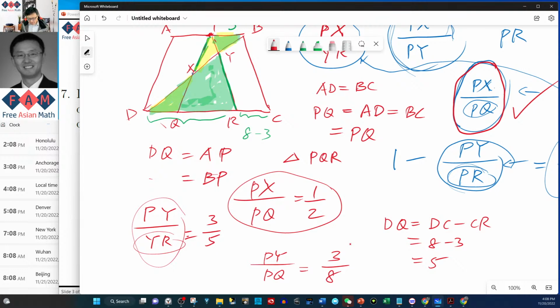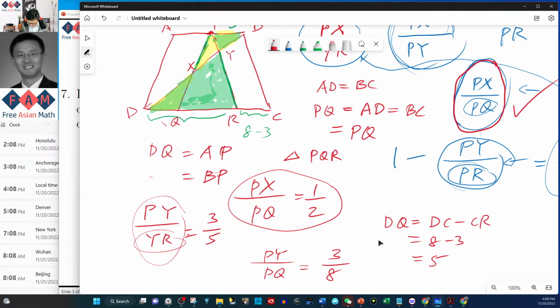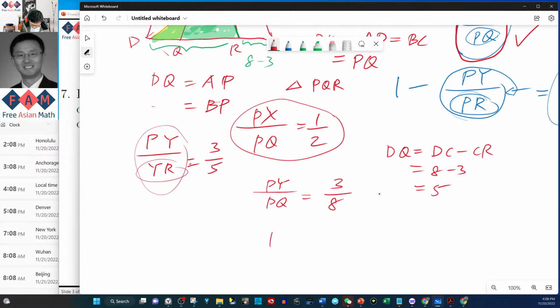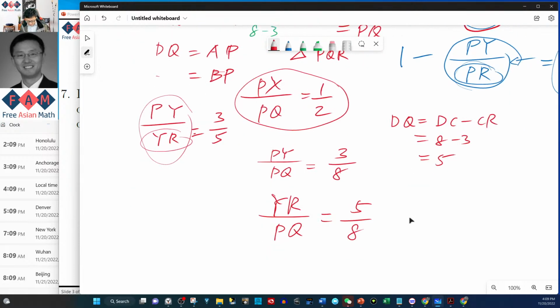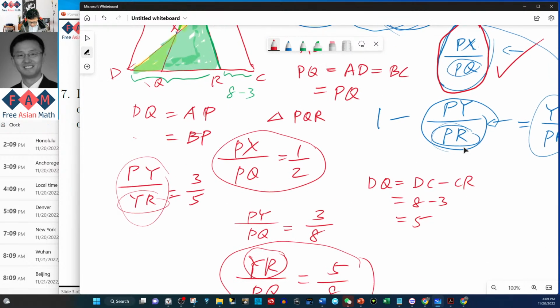So at this time, you can take a shortcut. You just say YR is 5 over 8. YR over PQ is 5 over 8, right? That's what you want. So therefore, you're almost there. You need to figure out the ratio between PX and YR.